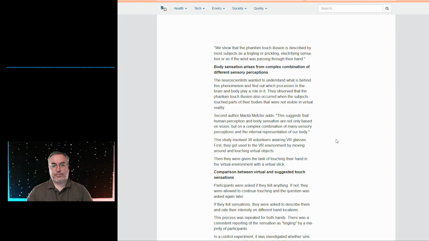So they observed the phantom touch illusion also occurred when the subjects touched parts of their bodies that were not visible in virtual reality. I don't even know how that one works. Second author Marita Metzler adds, this suggests that human perception and body sensation are not only based on vision, but on a complex combination of many sensory perceptions and the internal representation of our body.